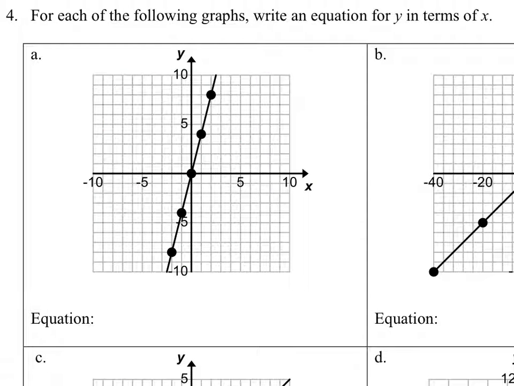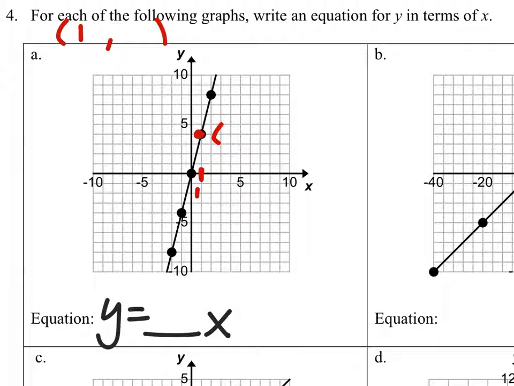For each of the following graphs, write an equation for y in terms of x. So again, all of these should be y equals some coefficient with x. And specifically, remember in the last two sets ago, we were looking for where x is 1. So on the graph, on this one, we can just find where x is 1 right here. And then I find the point. What point is that? It's 1, 4, right? So this y value 4 is the coefficient of x.